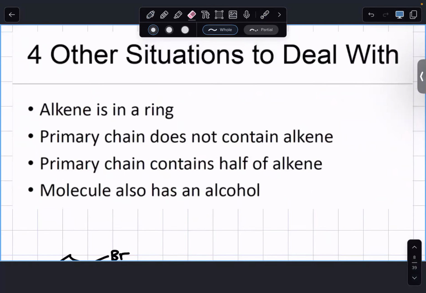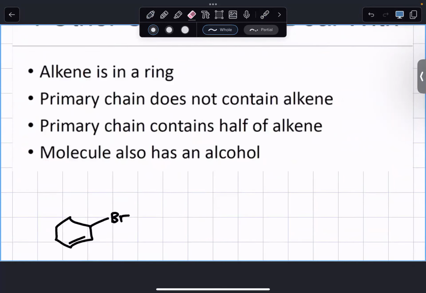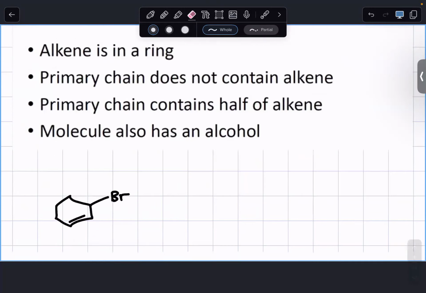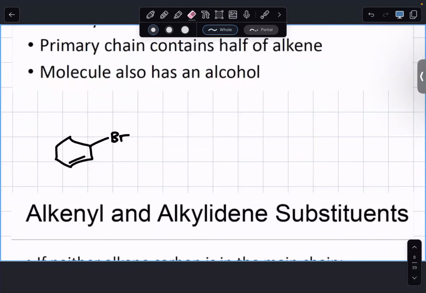Okay, so there are different scenarios: if it's in a ring, if it's not part of the main chain, if it's part of the main chain but there's 1 carbon attached to it, and if there's an alcohol. So try this one for 1 to 2 minutes.